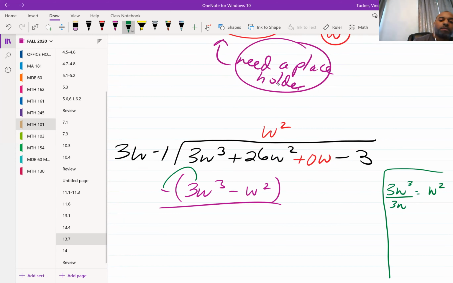Subtract. That minus sign needs to go to each term. 3w cubed minus 3w cubed cancels. Negative negative turns positive. So that's going to be 27w squared.